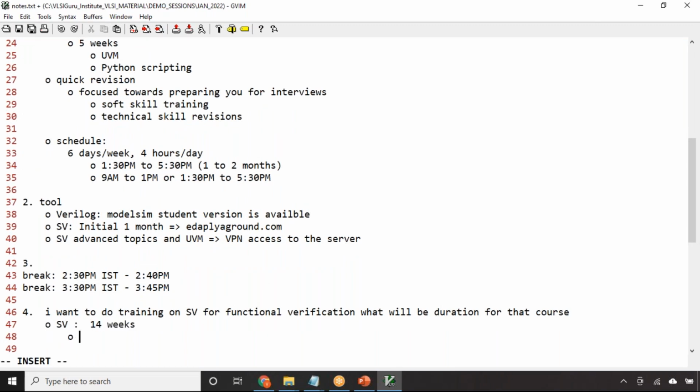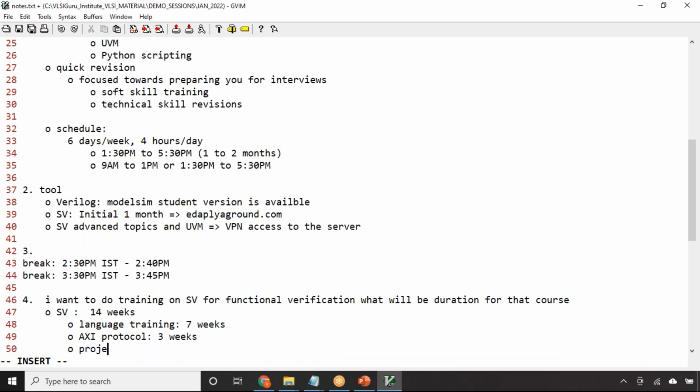If you only want to do language training, it will go for 7 weeks. The AXI protocol training will be for 3 weeks. The main project will go for around 4 to 5 weeks.